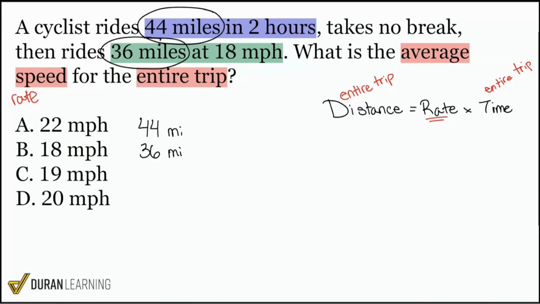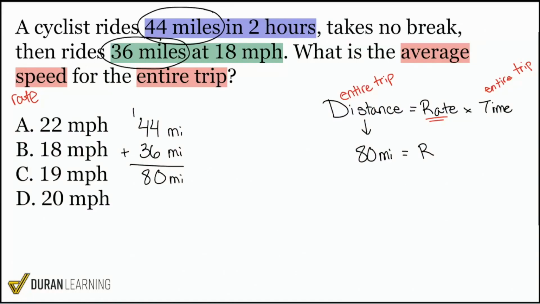So let's add that together here. 4 plus 6, that's going to be 10. Carry that 1. 4 plus 3 plus 1, that's 7 plus 1. So that's going to be 8. So we have 80 miles. That is our total distance. 80 miles. So again, we're looking for that rate, so I'll just keep it as R.